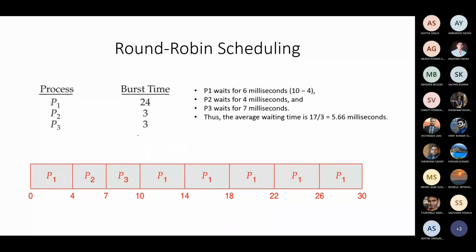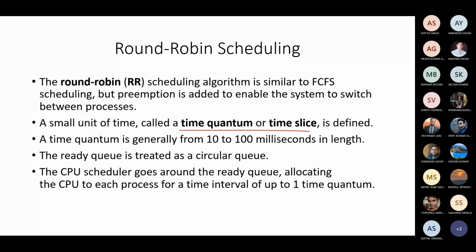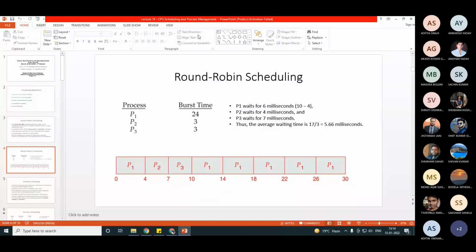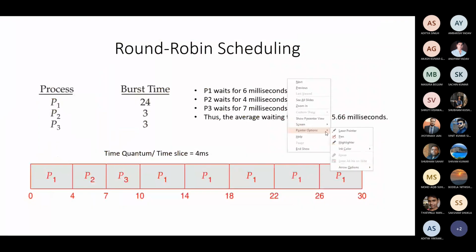I told you here there will be a time quantum or time slice in the round robin scheduling. In this example, the time quantum, let me add one point here. The time quantum or time slice is equal to 4 milliseconds. Okay, so time quantum or time slice is 4 milliseconds.